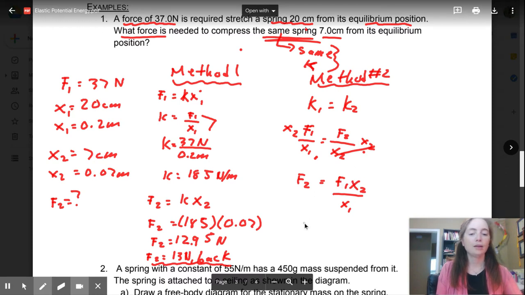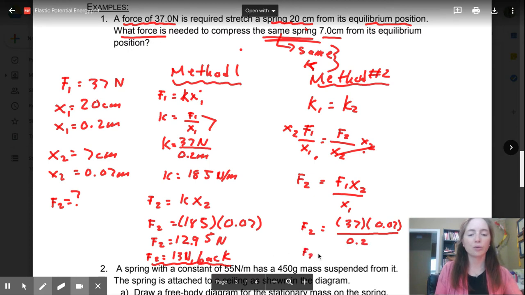Then with this scenario, I can now plonk my numbers in. The force 1 was 37, x2 is 0.07, and then I am dividing by x1, which is 0.2.